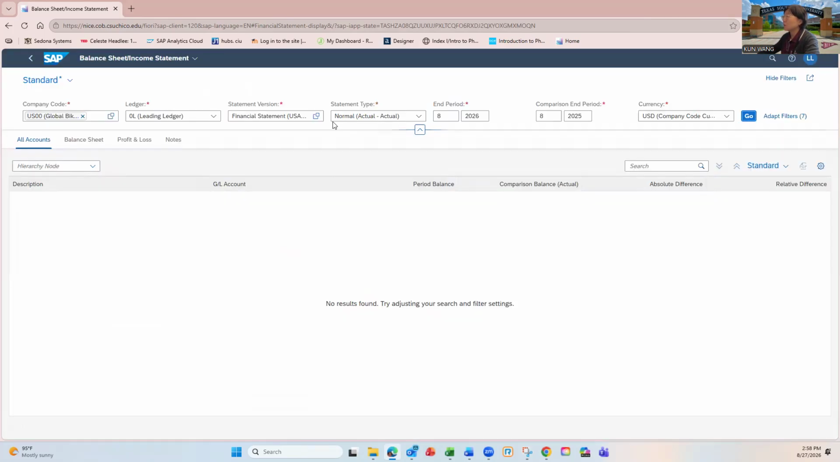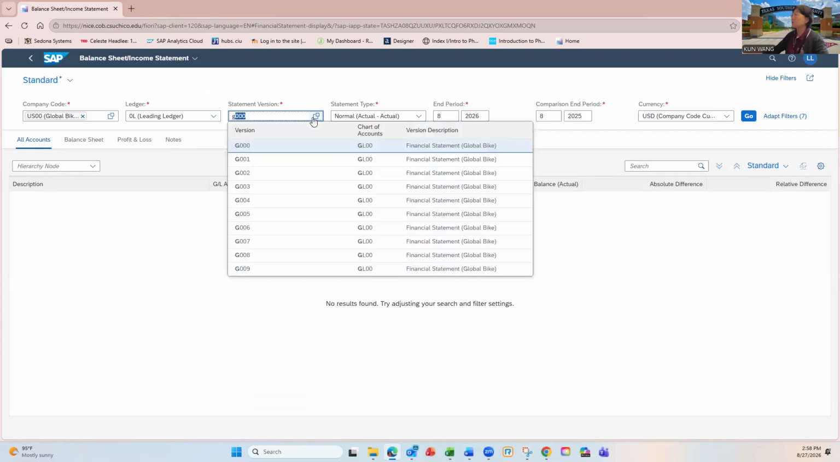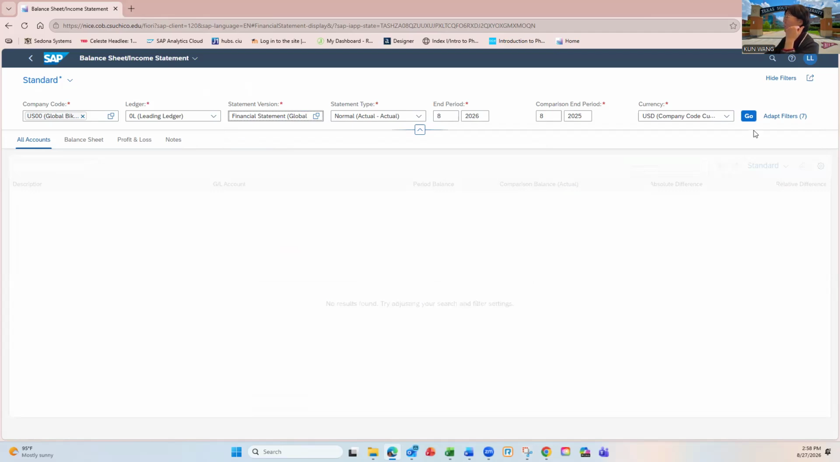Oh, if this one doesn't work, I think I can use the G000. Yeah, oh, I'm sorry, because for the other system I worked, we use the BAUS. That's for a strict accounting information system class. Okay, let's use the G000. This one works.